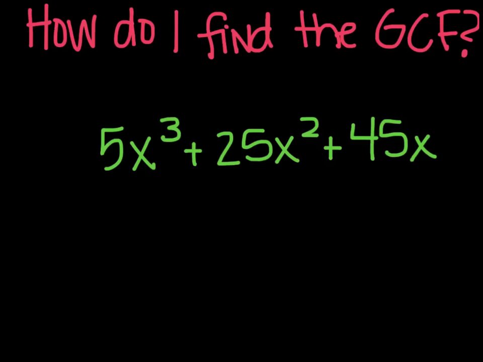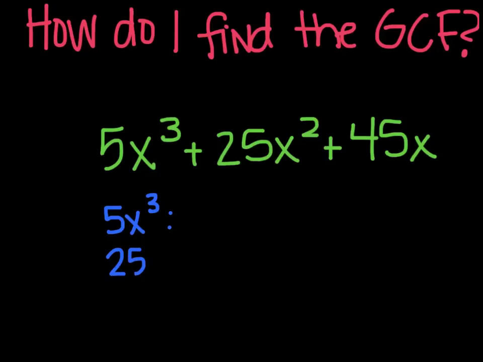All right, how do I find the greatest common factor? In order to factor out a polynomial, which is what our end goal is, you have to know how to multiply them, which we just did, and then also to find the greatest common factor. So here I have 5x cubed plus 25x squared plus 45x, and then I want to know what all the factors of these are. So what I'm going to do is just list them out individually by unit.